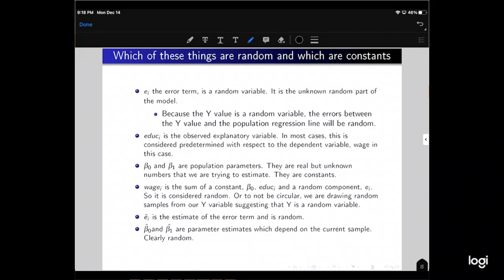A few more things that are going to help you on the problem set. So e_i or u_i is the error term. It's a random variable. It's an unknown random part of the model. Because the Y value is random, the errors between the Y value and the population regression line will also be random. Education is the observed explanatory variable. In most cases, this is considered predetermined with respect to the dependent variable, wage in this case. So this is not a random variable in a lot of cases.